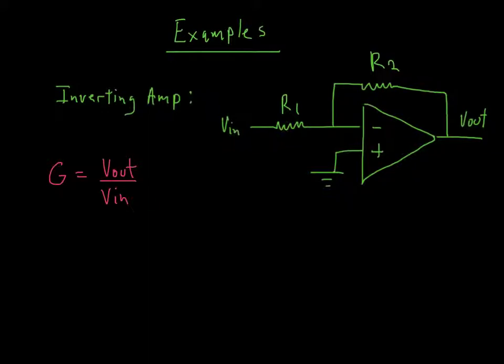So let's see what's going on here. Let's apply golden rule number 1. If you remember golden rule number 1, it says that the difference between the inputs is 0. So check it out. The input here is grounded. That means this point right here is effectively ground. Let's draw a little ground in here. Weird, okay? Geez, what are we going to do with that?